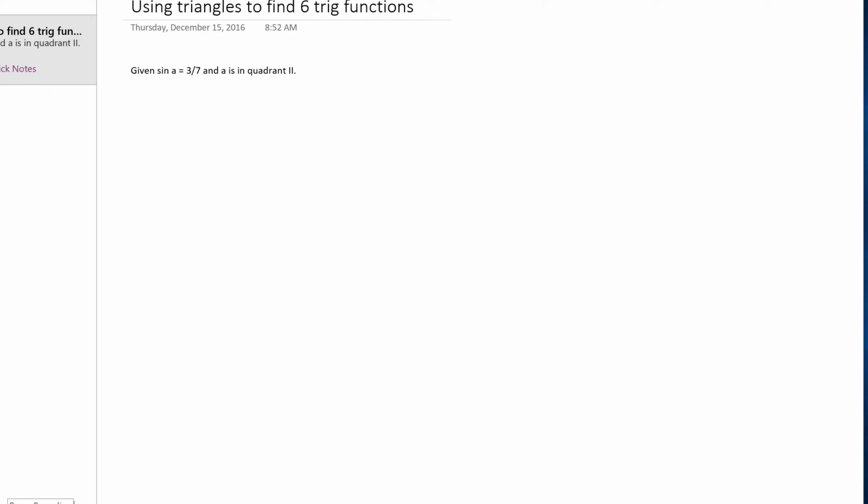Okay, so here's a quick video on how to find all 6 trigonometric functions when you're given one of them and you're given a quadrant it's in. So first thing we notice is that it says that it's in quadrant 2. Quadrant 2 could also be 90 degrees less than A, which is less than 180 degrees, or it can even say pi over 2 is less than A, which is less than 180 degrees, or pi. So this could be any of those 3 ways of showing it.